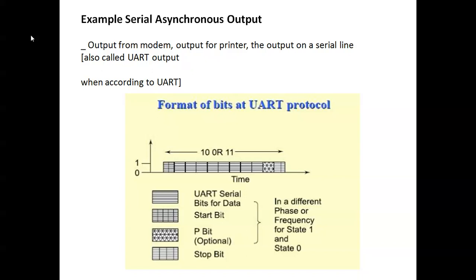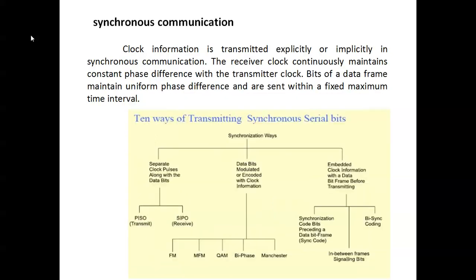For example, for asynchronous output, the format of the UART port. 1011, the UART serial bytes, how they give the data frame format. The output from a modem, the output for a printer, the output for a serial line is also called a port. There are ways of transmitting synchronous serial bits: serial in serial out, serial in parallel out, like that. And FM frequency modulation, AM amplitude modulation. So these are used in communication.